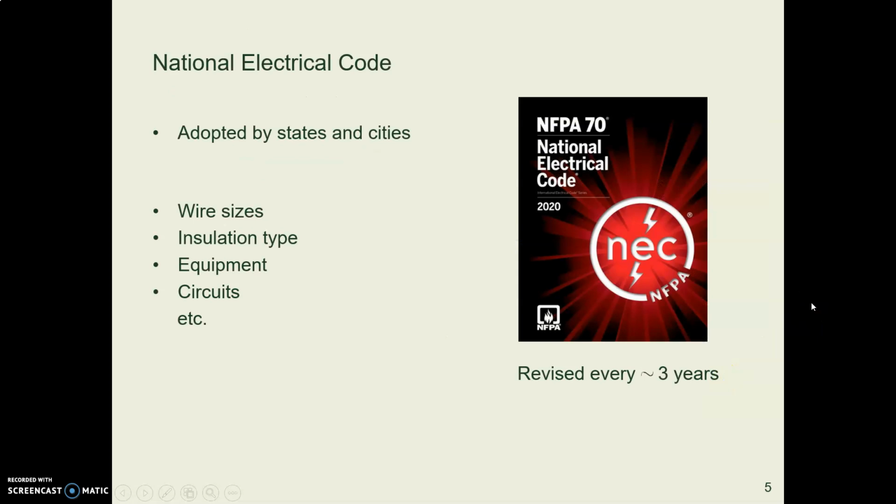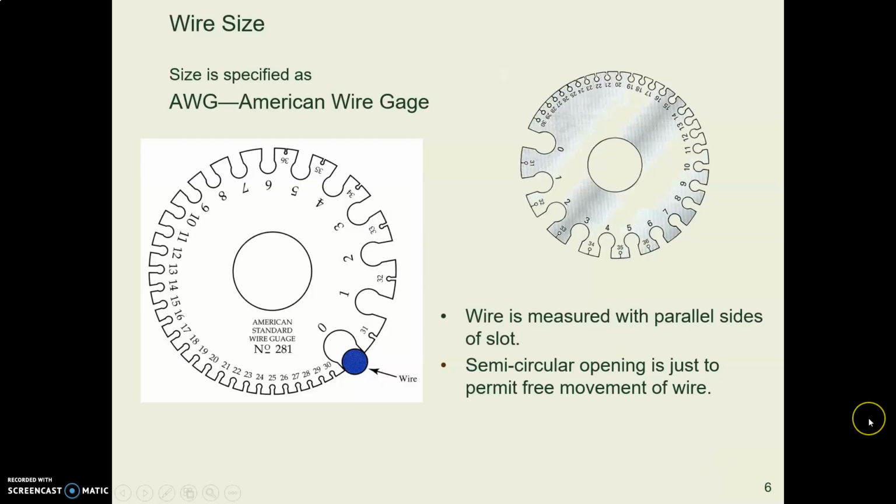The National Electrical Code, revised every few years, is adopted by states, and so it is the law. It becomes the law in every state and county and city where it is adopted. And its purpose is mostly to prevent fire, but also to prevent electrocution. And it specifies what sizes you shall use for wires, what kinds of insulation around the wires, what kind of breakers you have to put in the circuits, and so forth.